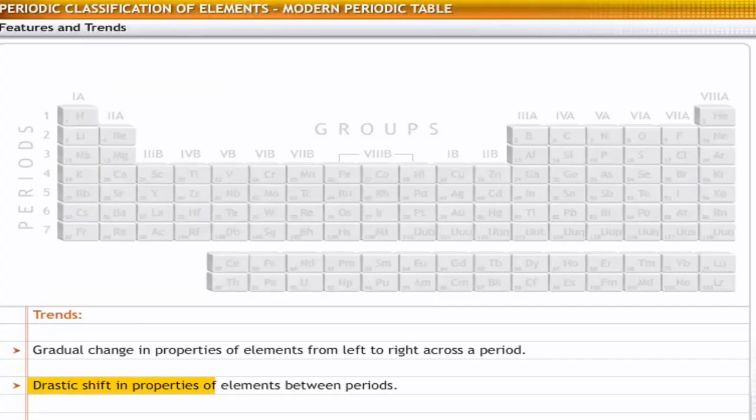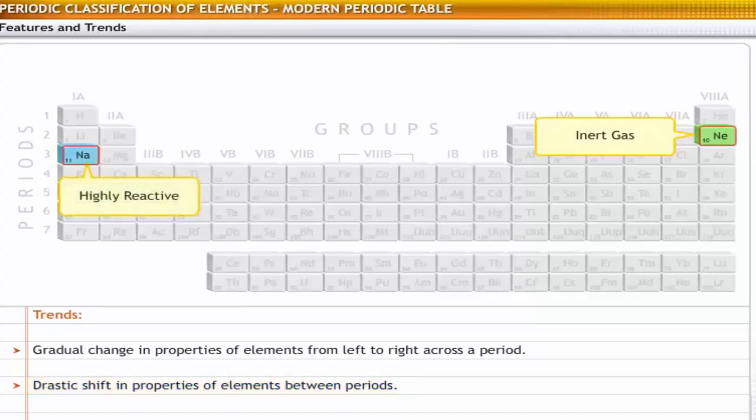There is a drastic shift in properties between the last element of a period and the first element in the next period. For example, neon is inert, whereas sodium is highly reactive.